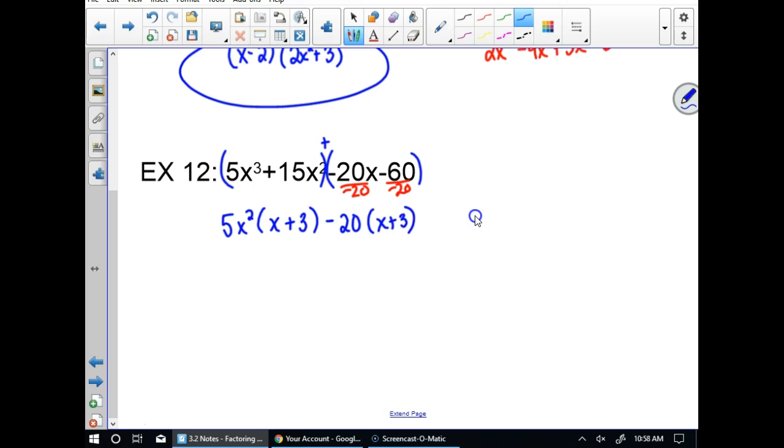And so x plus 3 and x plus 3, those match. We write the x plus 3 up front, and then the leftovers, 5x squared minus 20, go in the second parenthesis. The x plus 3 doesn't have to be first. You can write that as 5x squared minus 20 times x plus 3. I just usually put it out front.